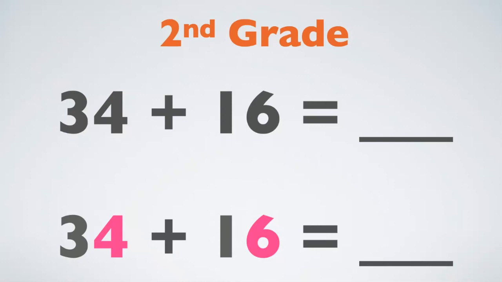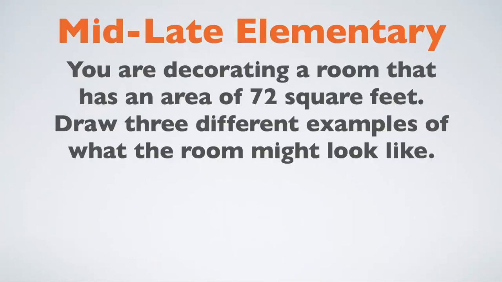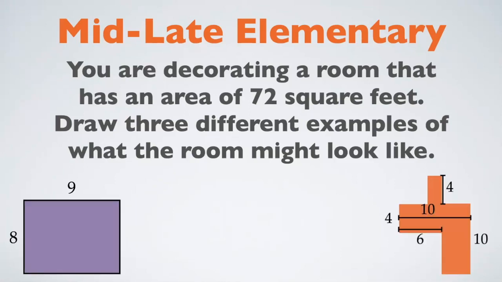For example, in this problem, they may recognize that 4 and 6 make a 10, and then add that 10 with the other 4 tens to get 50 as the sum. By mid to late elementary school, you may stretch some mental math to also include some modeling or drawings. The key is to have problems or tasks that promote rich discourse and multiple right approaches and/or multiple right answers. In the case of this problem, students might draw an 8 by 9 rectangular room. Or they may draw an example like this. Both are correct.